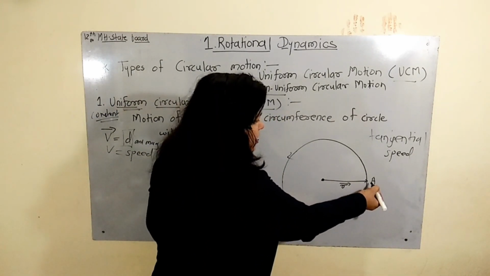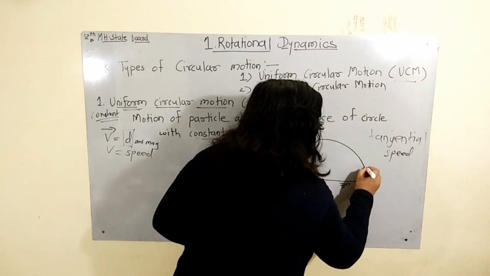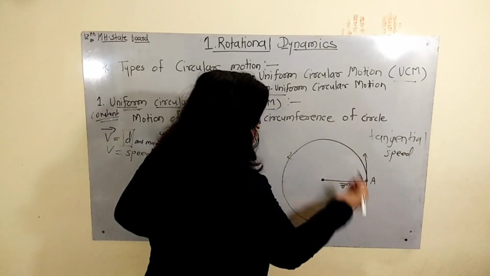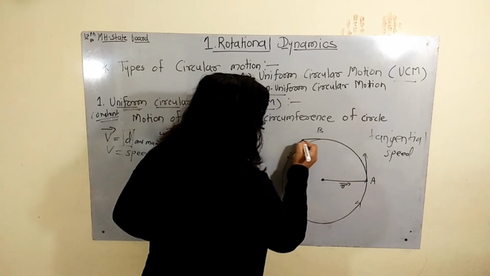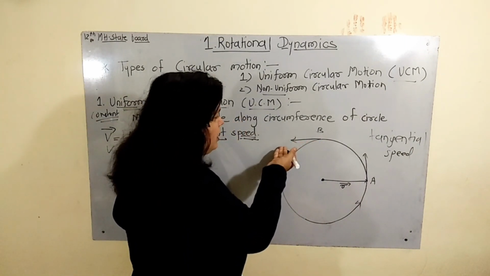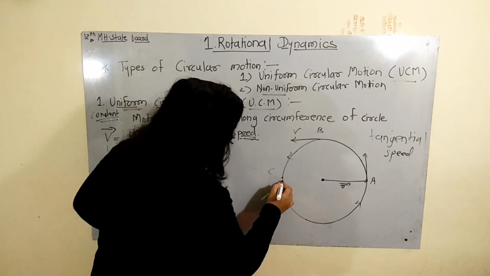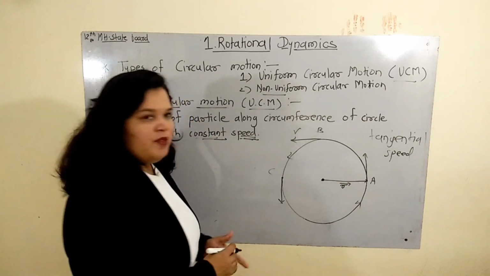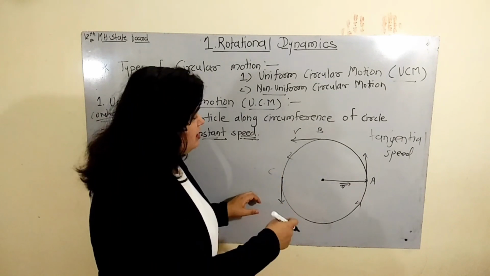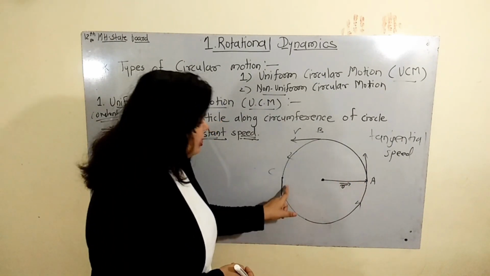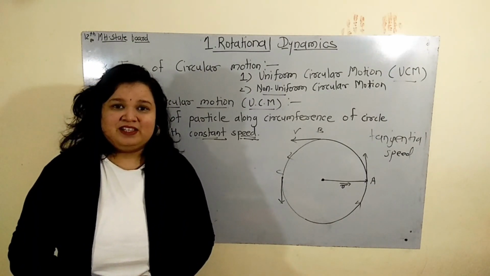Suppose at an instant a particle is at position A, then the velocity direction is tangential to the path at that place. At another instant, suppose the particle is at position B, then its velocity is like this, tangential to the path. This is V. Again, if the particle is at position C, then the velocity is like this. The velocity goes on changing at each and every instant, but it is always tangential to the path. Thus, in UCM, velocity is always tangential.